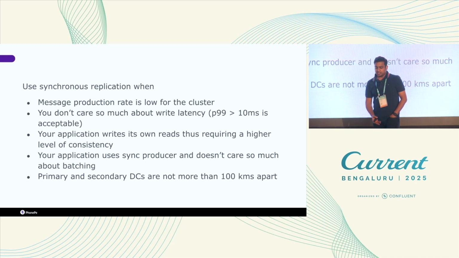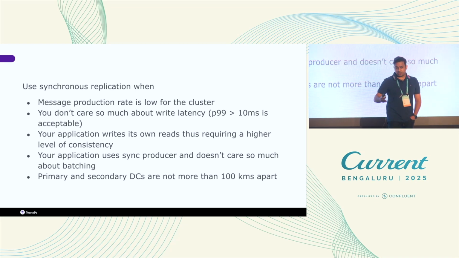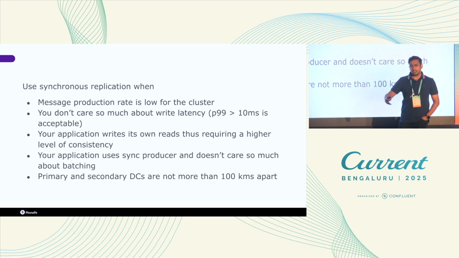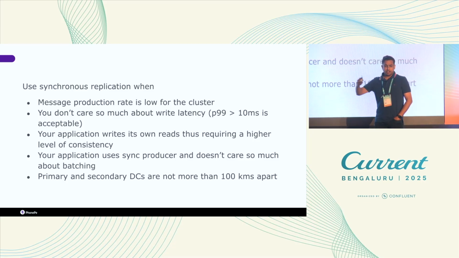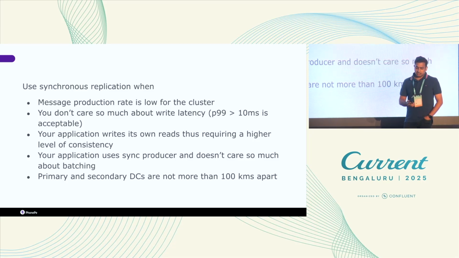The primary and secondary DC need to be within 100 kilometers for it to make sense to use synchronous replication. Otherwise, if they are very far or in different zones, you will see much, much higher latencies.